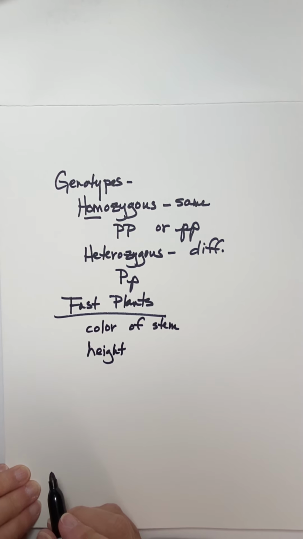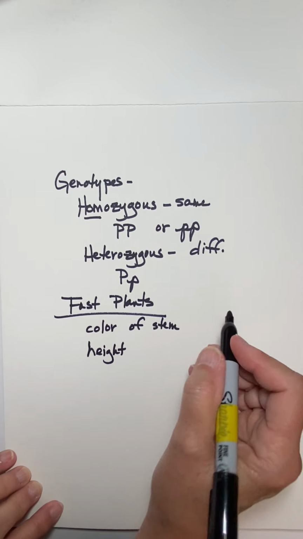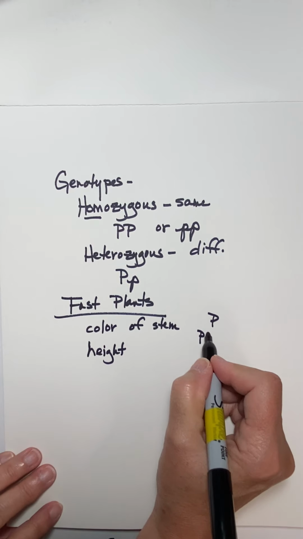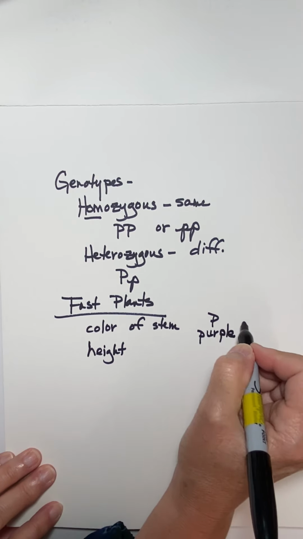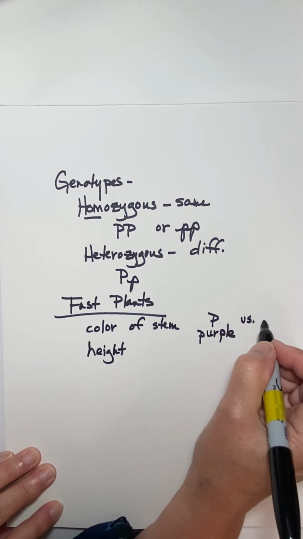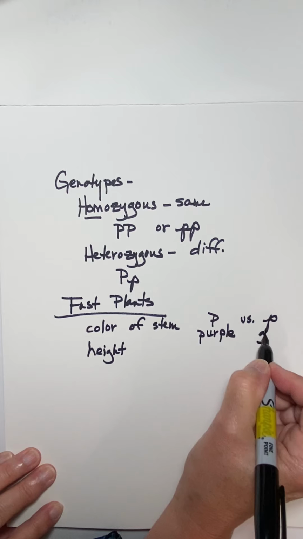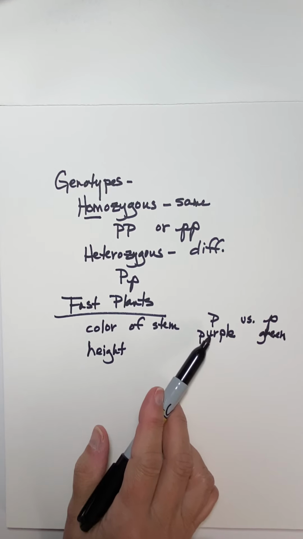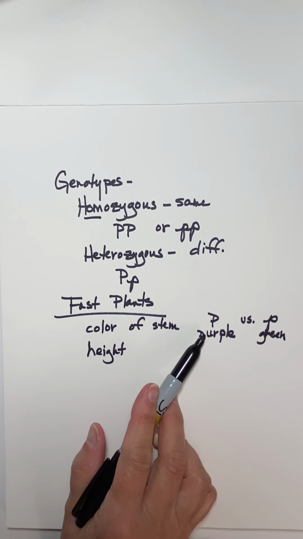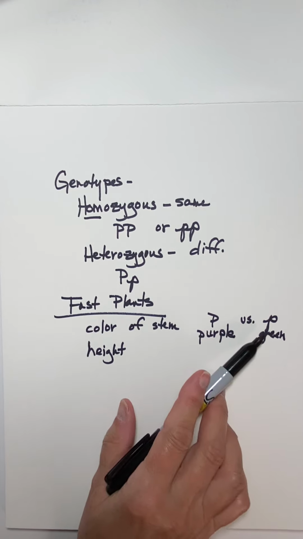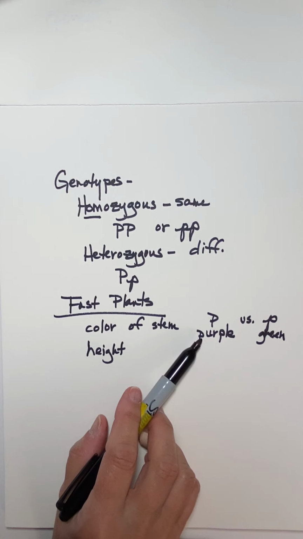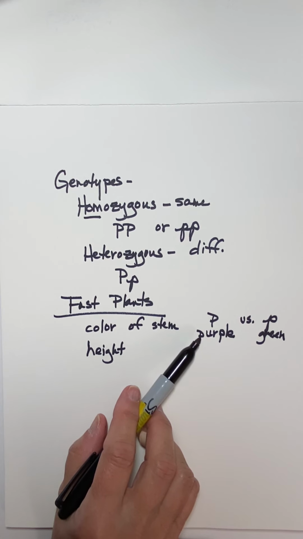All right, so let's all use the same letters here. We're going to use uppercase P for purple colored stem versus lowercase p for green stem or non-purple, okay? Now, why are we calling purple capital P? Well, this is a hint for you. You're going to find out that the purple trait is the dominant trait and that the green trait or non-purple trait is the recessive trait. You will figure this out from the numbers that you get in the crosses that you're doing.